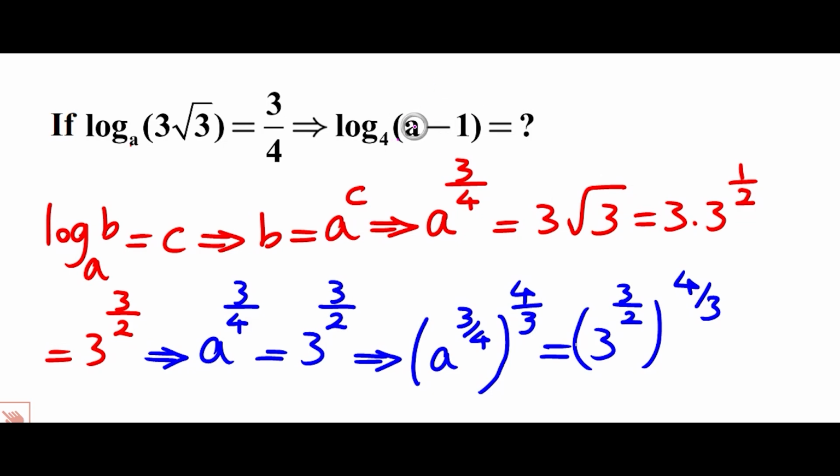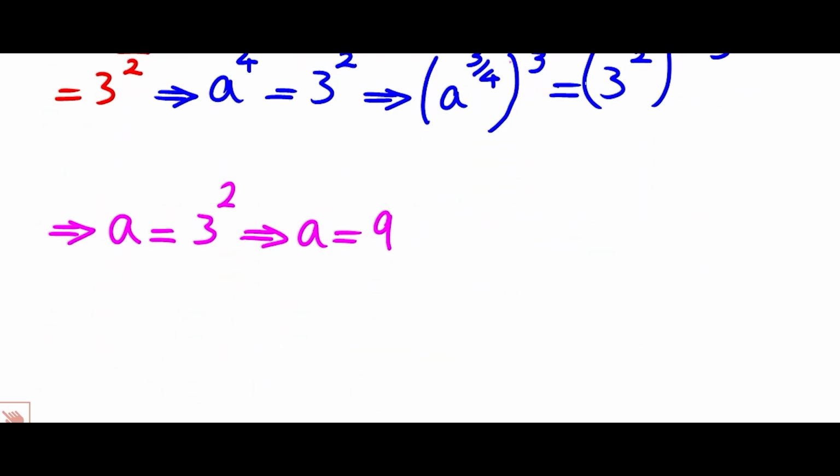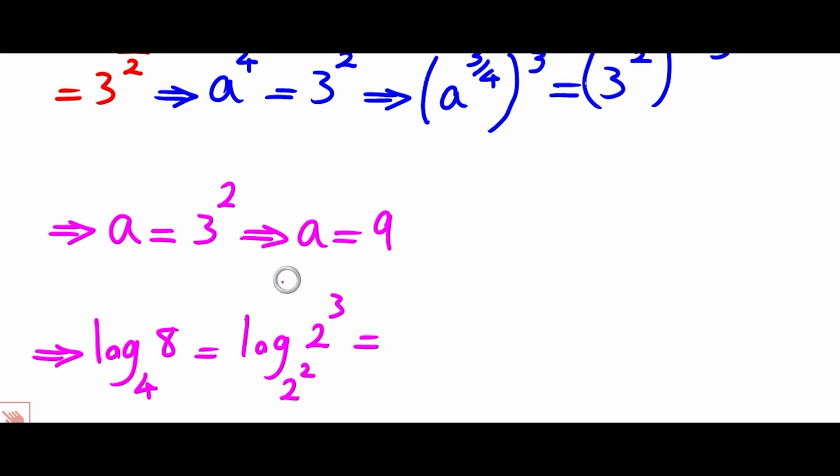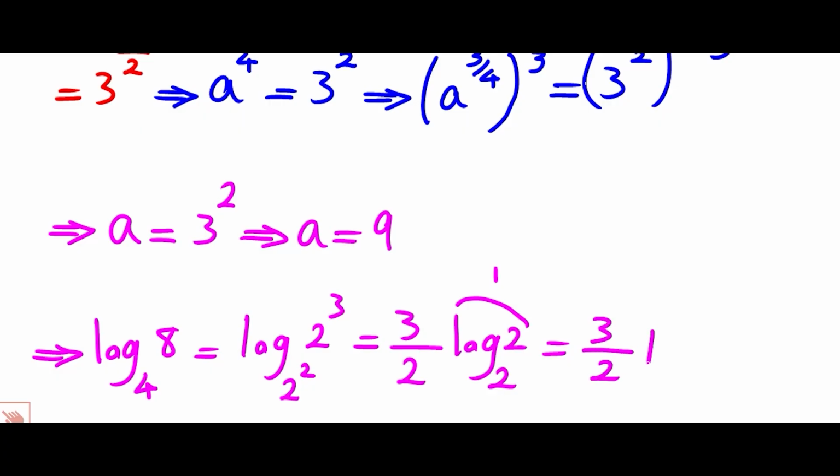A equals 9, so a minus 1 equals 8. So we have log base 4 of 8, where 4 equals 2 squared and 8 equals 2 cubed. So we have 3 over 2 times log base 2 of 2. And we know that log base 2 of 2 is 1. So the final answer is 3 over 2.